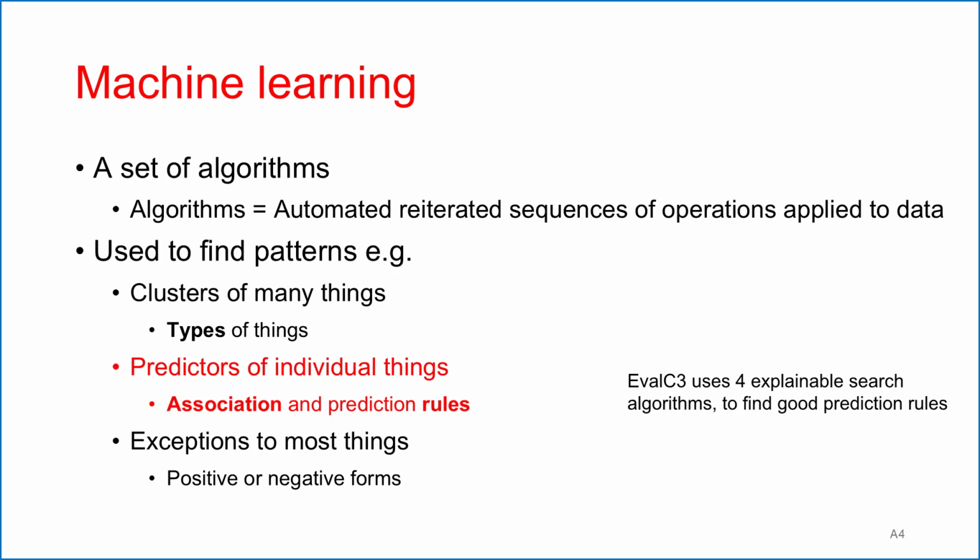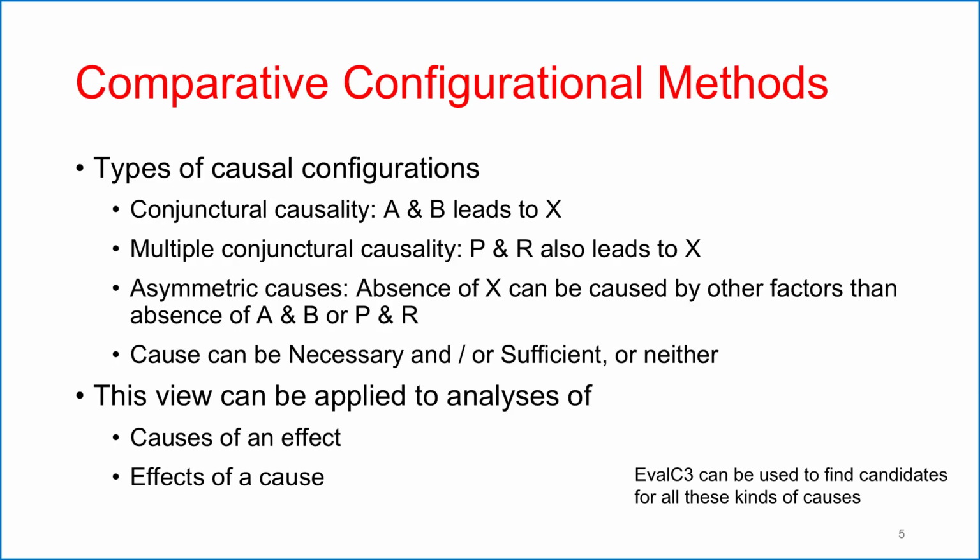Machine learning algorithms are used to find patterns, such as clusters of things which have more in common with each other than they have with others, or predictors of things, associations between events which can be viewed as prediction rules, or exceptions such as those which do not fit predictive rules. EvalC3 provides 4 different algorithms that can be used to find good prediction rules, describing strong associations between events.